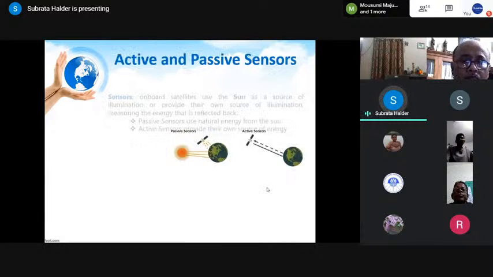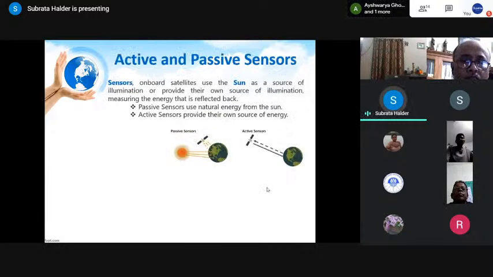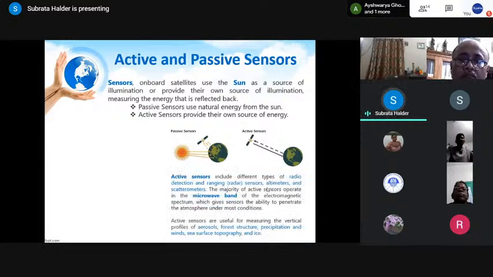Active and passive sensors. Sensors on board satellites use the sun as a source of illumination or provide their own source of illumination, measuring the energy that is reflected back. Passive sensors use natural energy from the sun. Active sensors provide their own source of energy. Active sensors include different types of radio detection and ranging, that is radar, sensors, altimeters, and scatterometers.